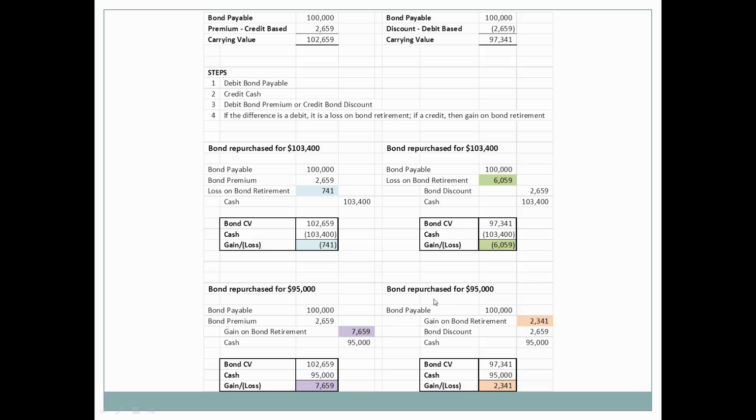Now let's look at it when we have a discount on a bond. The bond was repurchased for $95,000, bond payable $100,000, crediting the bond discount and also crediting cash. We see that the remainder is a credit, and so that would be a gain. When this part of the entry winds up being a credit, it's going to be a gain. And let's calculate that to verify that. Bond carrying value $97,341, cash paid out $95,000, and yes, there's a gain on that transaction.